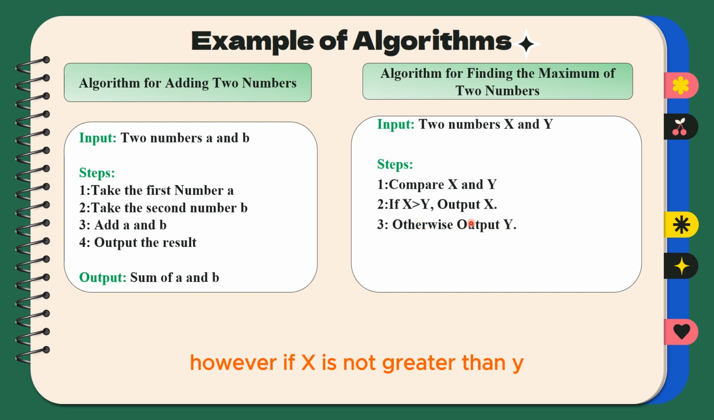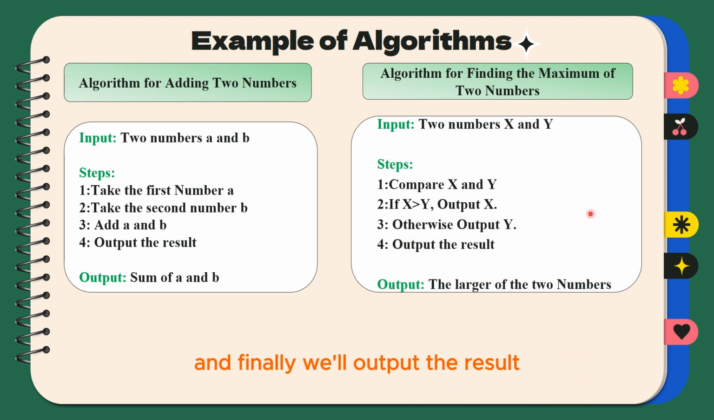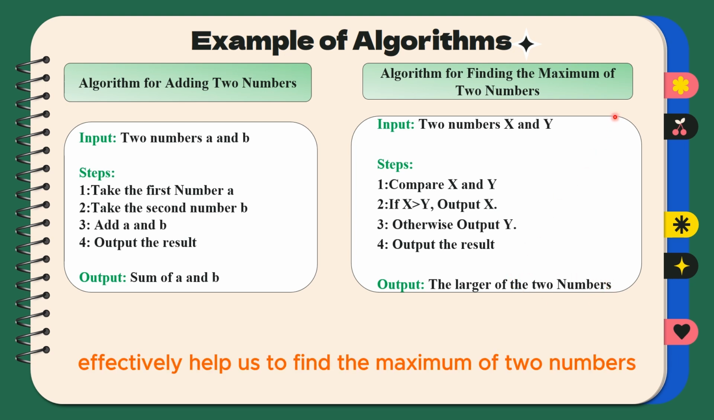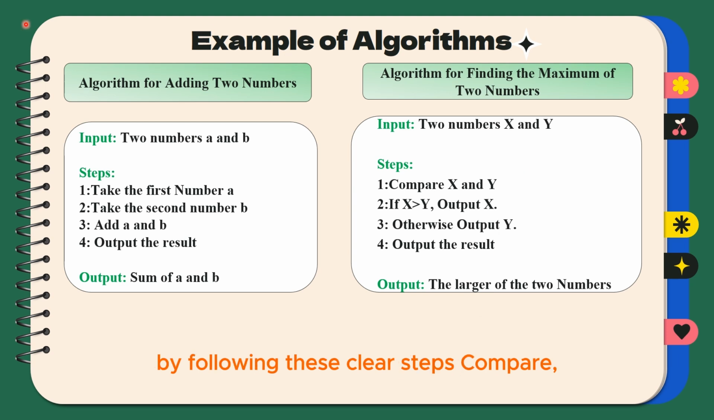However, if x is not greater than y, we move to the next step. In this case, we'll output y as the larger number. And finally, we'll output the result, which is the larger of the two numbers. This algorithm effectively helps us to find the maximum of two numbers by following these clear steps: compare, decide, and output.